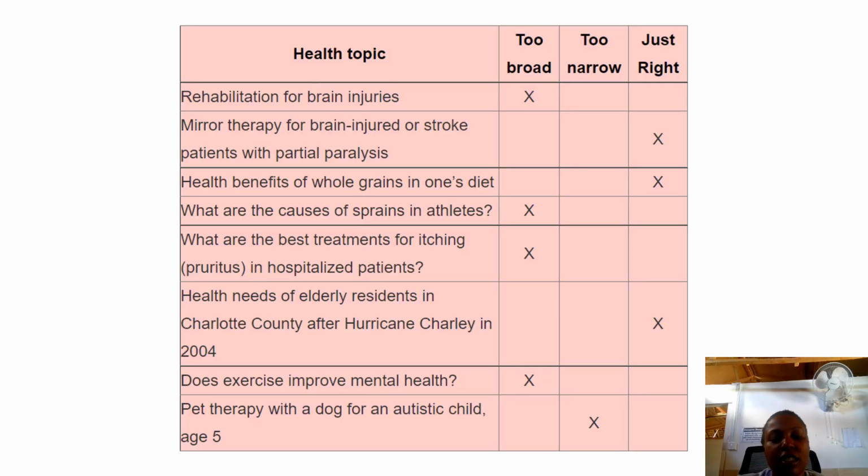This is a table which is showing, for example, a health topic. Then there are boxes where it's written too broad, too narrow, just right. For example, rehabilitation of brain injury can be too broad for a topic. Mirror therapy for brain injured or stroke patients with partial paralysis can be right. Let's find another one which is too narrow, like pet therapy with a dog for an autistic child age 5. It's too narrow. So you always have to keep this in mind: is my topic too broad, too narrow, or right?